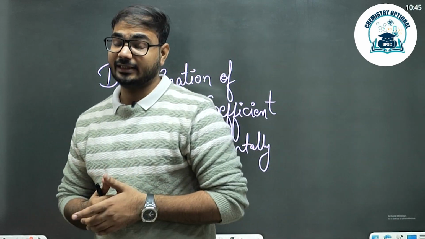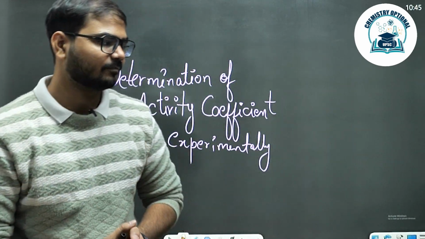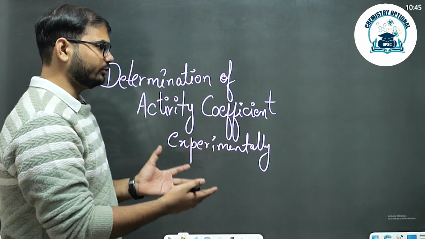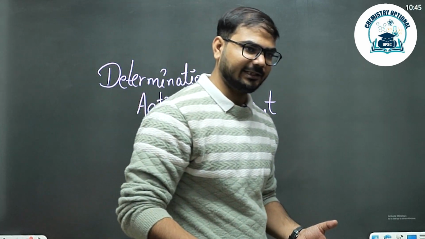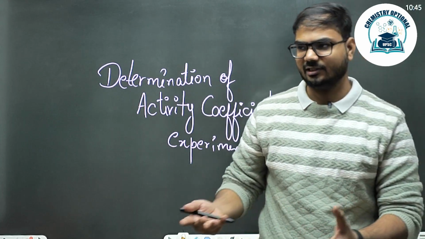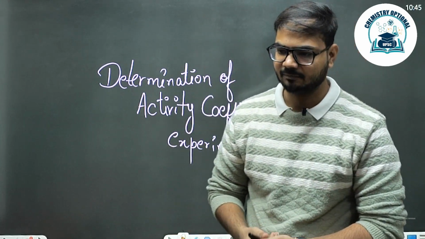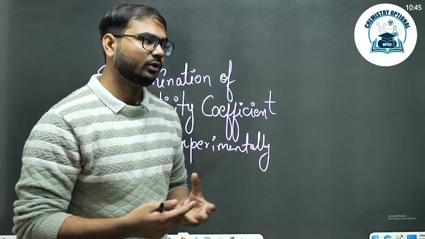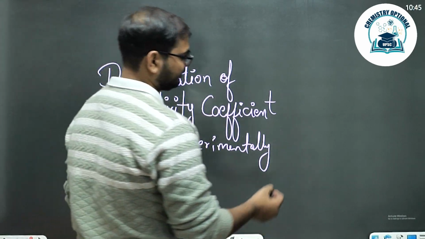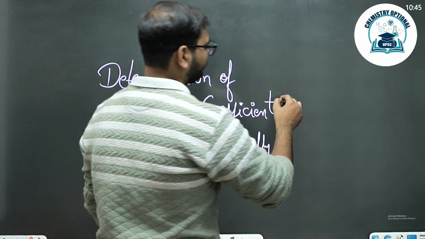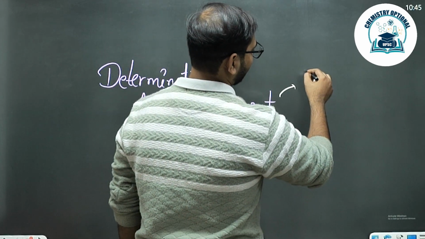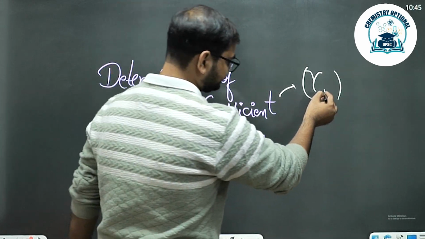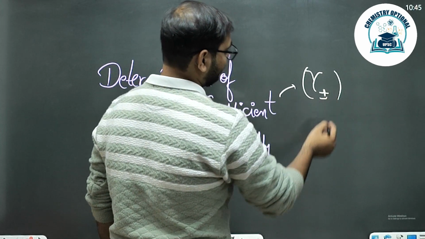Going for an electroanalytical technique again from electrochemistry. So today we'll be discussing the determination of activity coefficient and how we can do that experimentally. Theoretically it is very easy to define activity for anything, but today we'll discuss what happens when you actually need to apply it experimentally. Remember, the activity coefficient that we are looking for is the mean ionic activity coefficient, that is gamma plus minus. This is what we need to find.